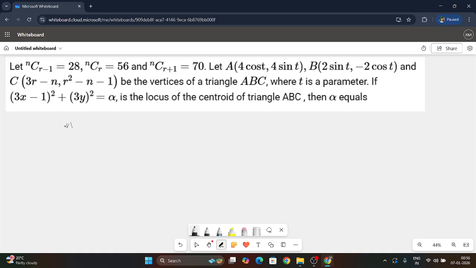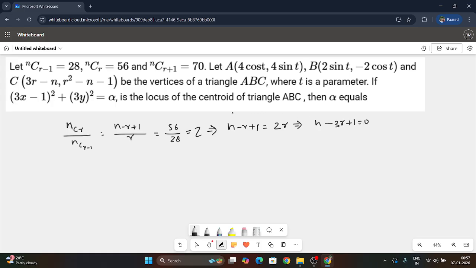nCr upon nCr-1, if you solve it, you will get (n minus r plus 1) by r. Here, if you take the ratio of these two, nCr and nCr-1, it is going to be 56 by 28, that is 2. And if you solve it, you will get n minus r plus 1 equal to 2r, that is n minus 3r plus 1 equal to 0.